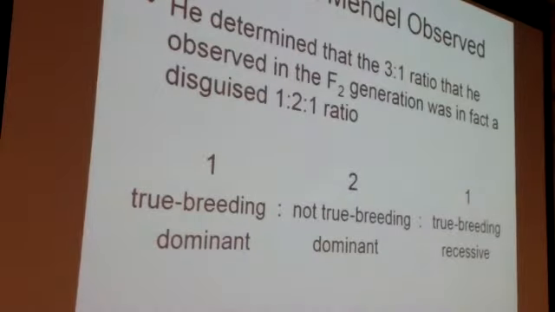The genotype ratio is 1 to 2 to 1. You have 1 homozygous dominant, 2 heterozygous, and 1 homozygous recessive. Homozygous means the 2 alleles are the same. It can either be homozygous dominant, big A, or homozygous recessive, little a, little a. Heterozygous is not dominant or recessive. There's only one type, big A, little a.